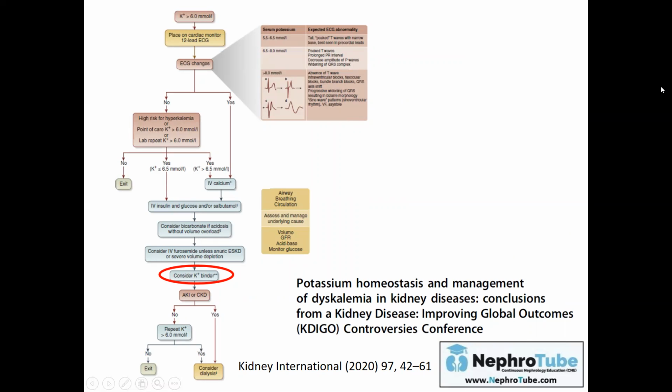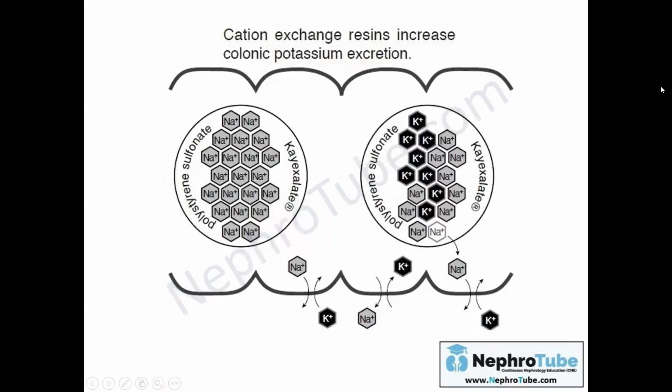Regarding potassium binders, they can be used in both acute and chronic management of hyperkalemia. First of all, what is the mechanism of potassium binders or exchange resins? This is a powder that the patient can take orally or rectally through enema. In the image in front of you, this resin is formed of sodium polystyrene sulfonate. The sodium in this powder will exchange with the potassium in the mucosa or in the wall of the GIT, and the potassium will be in the intestine, then it will go out through the stool.